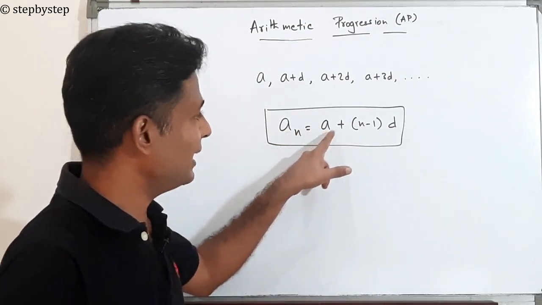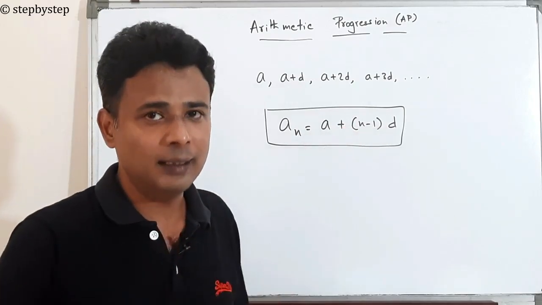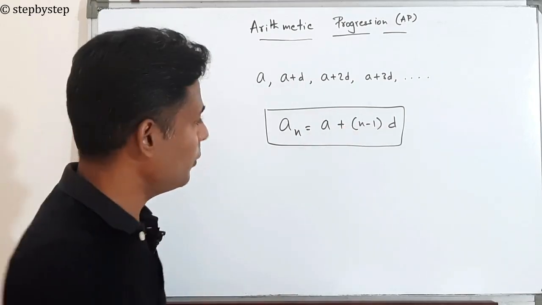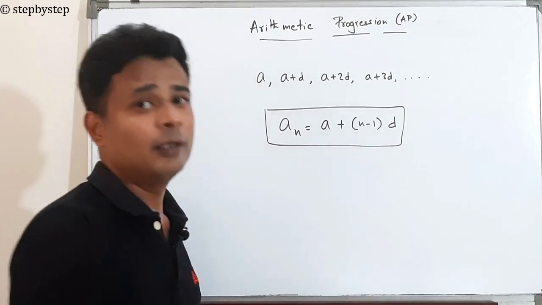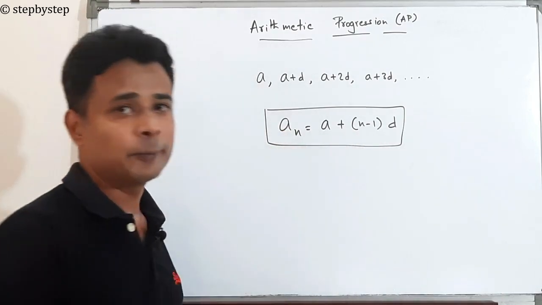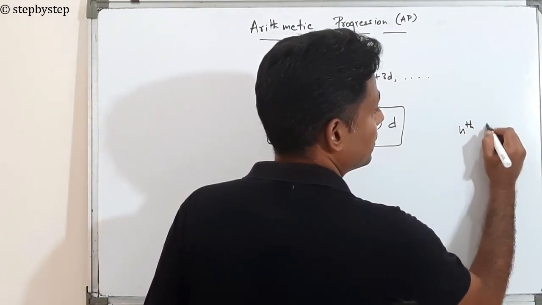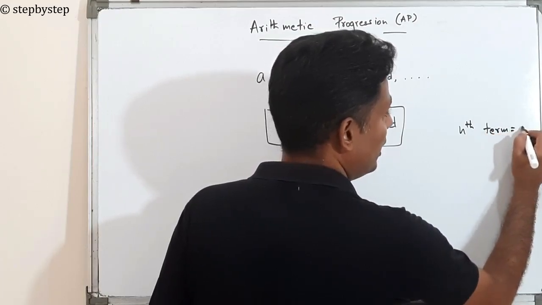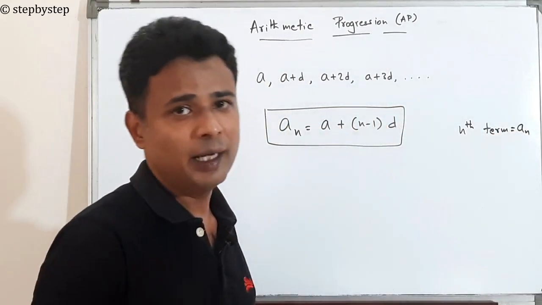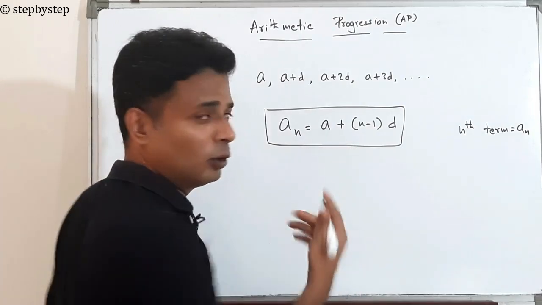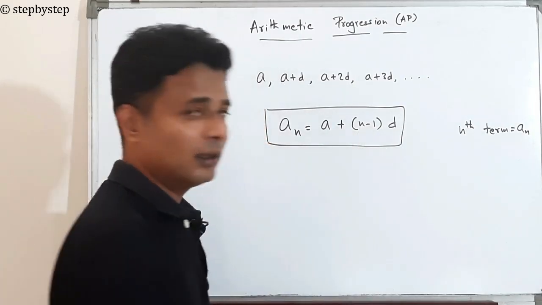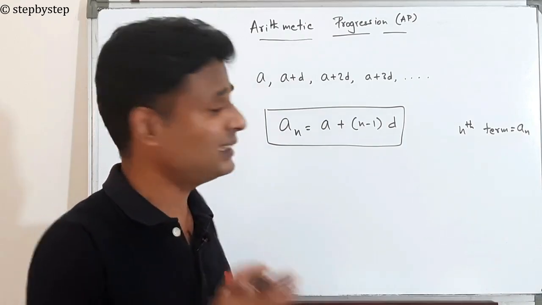See, learning the formulas in AP is very simple, guys, but you need to understand clearly what is a_n, what is A, what is n, and what is D. I hope you've already understood what is A and D. Now, what is a_n? a_n stands for the nth term. The nth term is denoted by a_n. What is A? You know, the first term. What is n? In which place is the term?